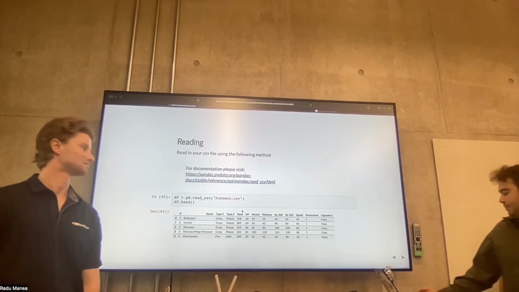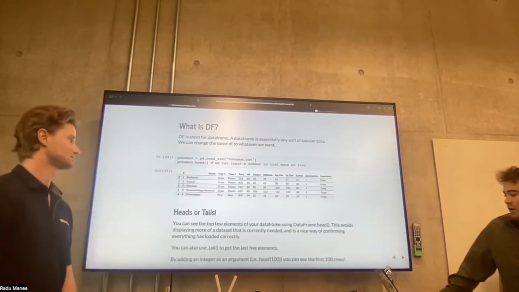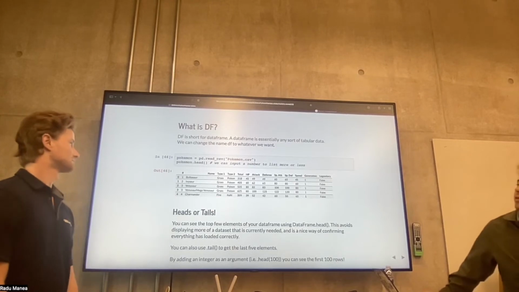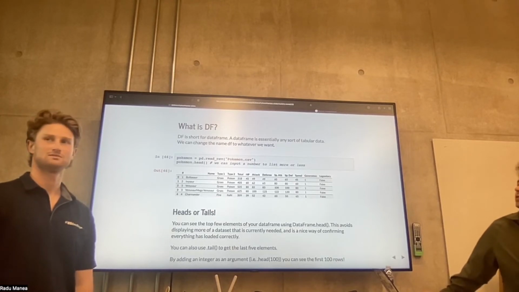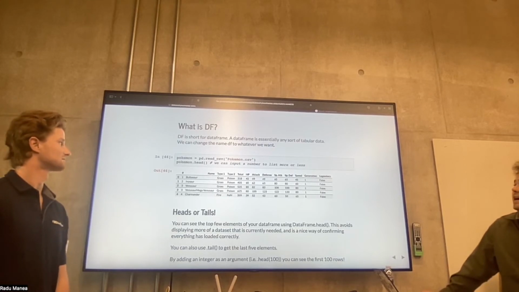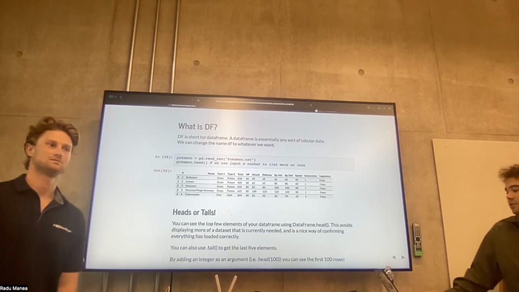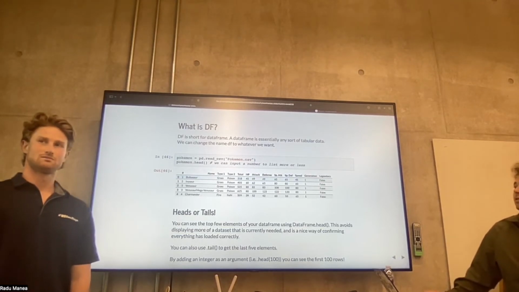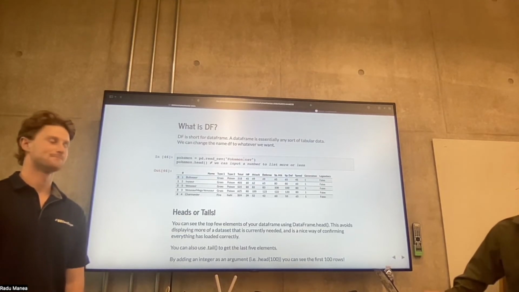Okay, so to talk a little bit more about what a data frame is. DF is short for data frame. A data frame is essentially any sort of tabular data. And we can change the name of DF to whatever we want. So in this case, we're just going to work with Pokemon. Same thing applies: pokemon equals pd.read_csv.